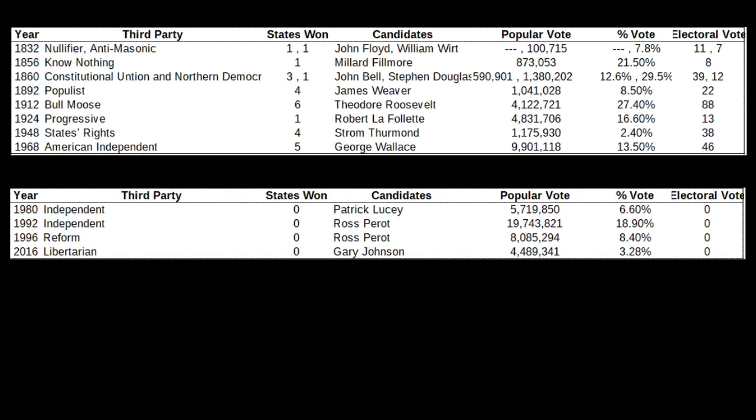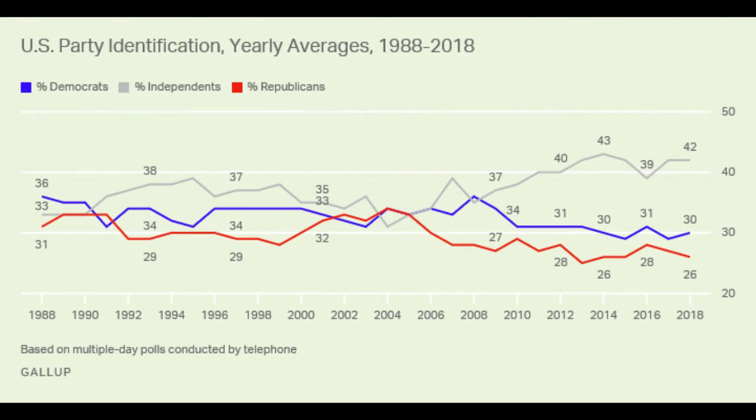I made this second table for the strong third-party candidates after 1968. None of them win a single state. Most telling is Ross, who gets a higher voter percentage than most of the parties before him, but his votes are so spread out that he wins nothing. The Gallup data is telling me that since 1992, independents have been consistently the largest group in politics, and since 2012, they have been above 40% of registered voters, a historic high.